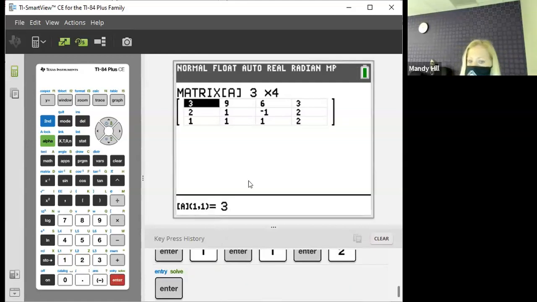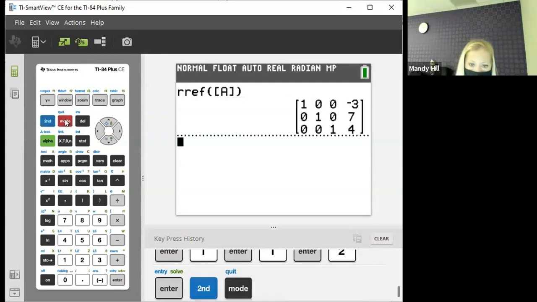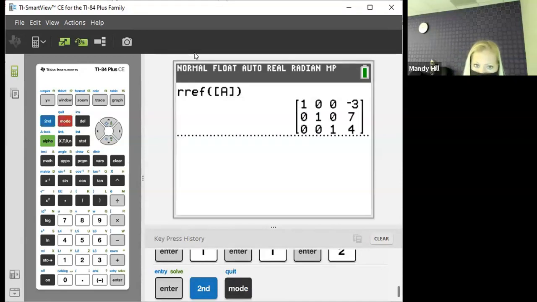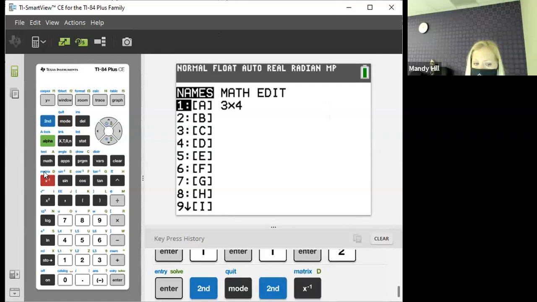Okay, everybody's with us. The next thing you need to do is hit second, and then right beside that it says mode. The reason you want to hit that is because it says quit right above it. So we want to hit second mode and get out of that screen. I'll write that step down when we go back. Is everybody okay? You're going to do second X -1 again, so we can pull up our matrix.